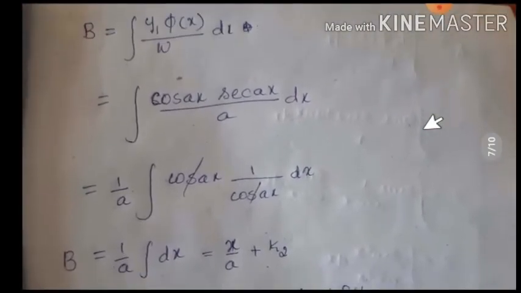What is the formula of B? B is integral y1 phi of x by W. What is y1? We already found it using the complementary function. y1 is cos ax. The right hand side of the given differential equation is phi of x, which is secant ax. W is a. Simplify the trigonometric function. Secant ax we write as 1 by cos ax. Cos gets cancelled, so what will you get? Integral dx. The integral of dx is x, and 1 by a is written along with that plus a constant of integration. So we found the A and B values.